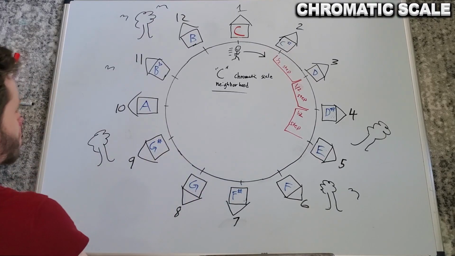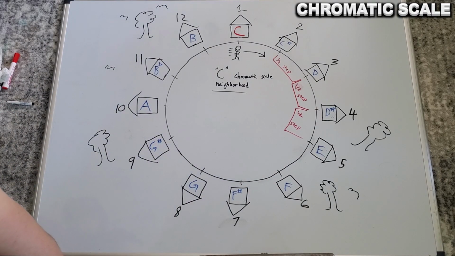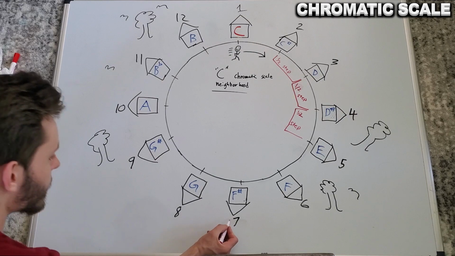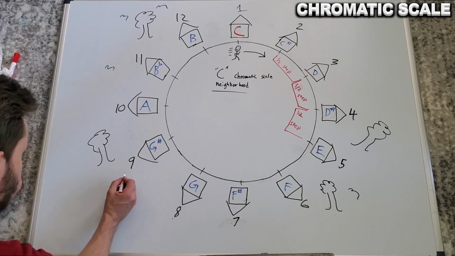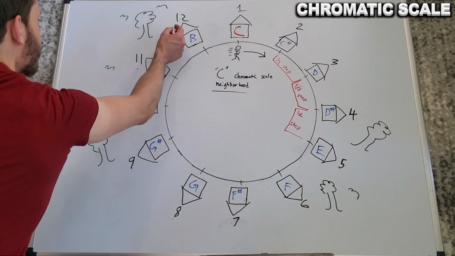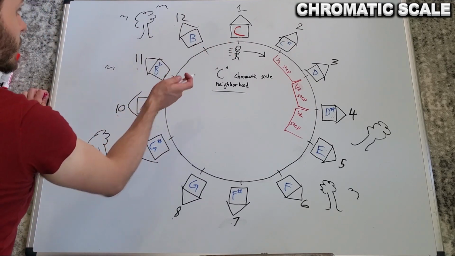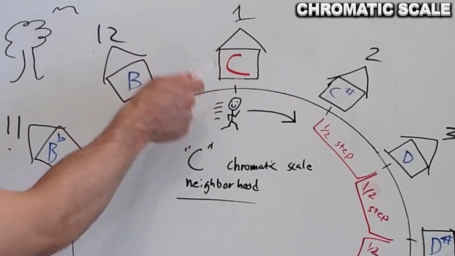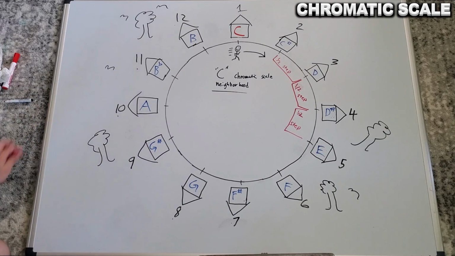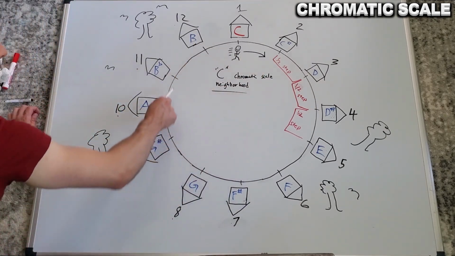As we continue to walk, we notice the distance between all of these houses never really changes. It stays the same. So as we count the houses while we walk by, house number 7, 8, 9, 10, 11, 12, we're back home. We're back to our C house. And if we continued to go around in the same circle, we would see the same 12 houses.